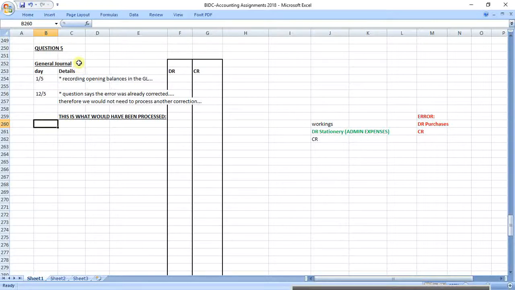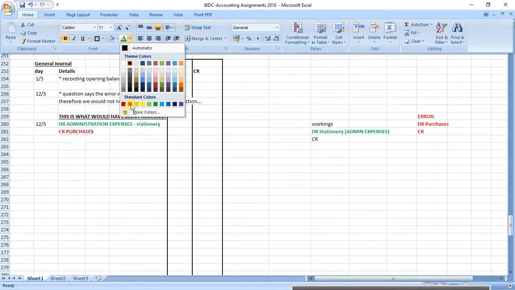Okay, this will probably be on the 12th, so I'm going to show that on the 12/5. The correcting journal entry would have been this: debit the administration expenses, which is basically the stationery. Does that make sense? And what would I have credited? Do I want this debit for purchases? No, I don't. So how do I get rid of a debit? Process a credit. Purchases. That would have been the contra account to represent the correction.